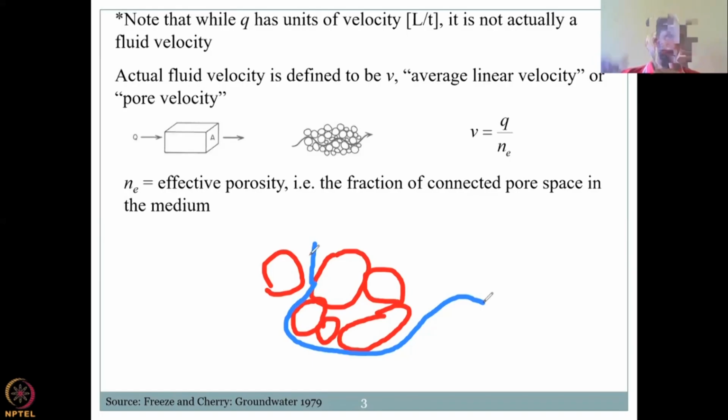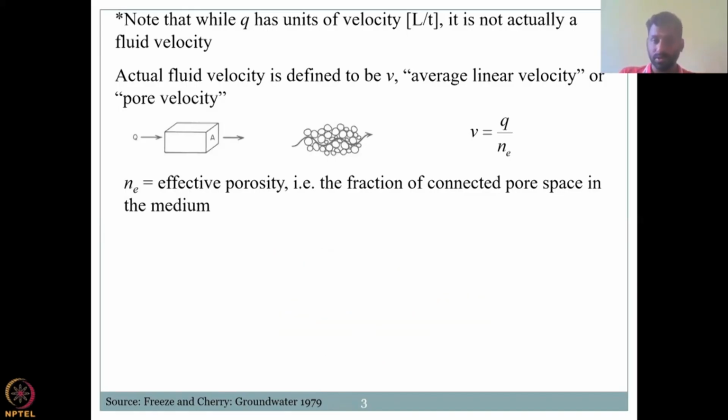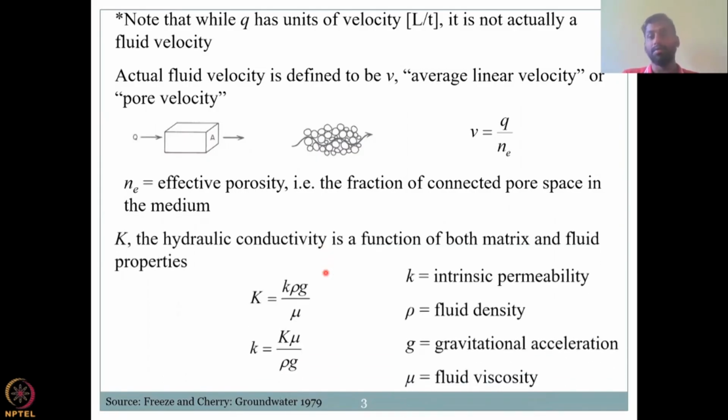So coming back, we are at NE, which is effective porosity, that is, the fraction of connected pore space in the medium, in the matrix or soil. It is a property of the soil particle. Then we move on to another very important relationship, between the permeability, or intrinsic permeability, which is intrinsic to the property of the material.